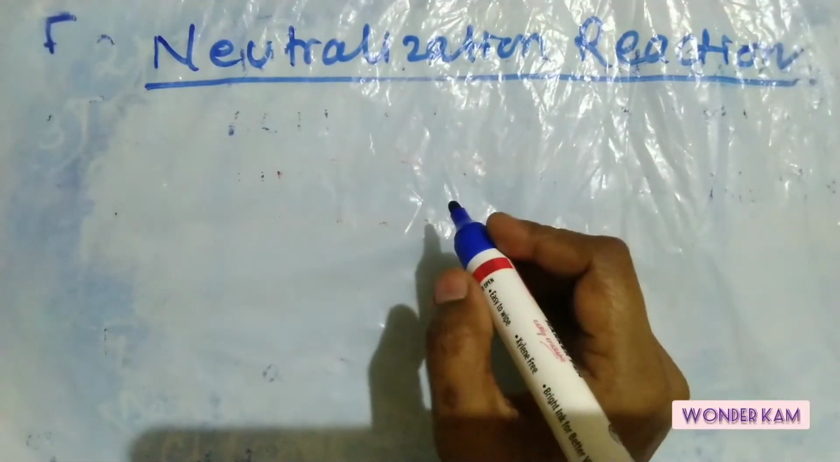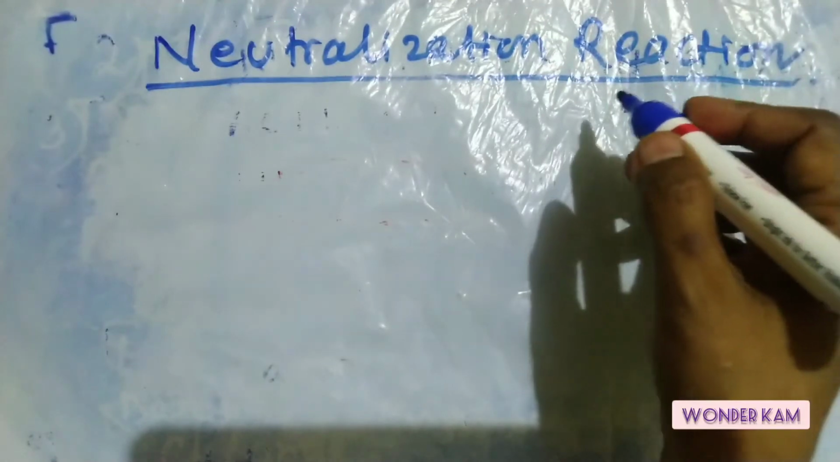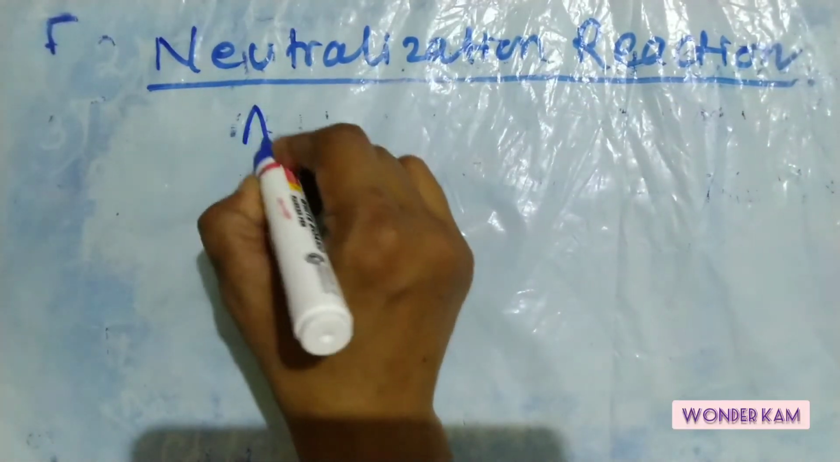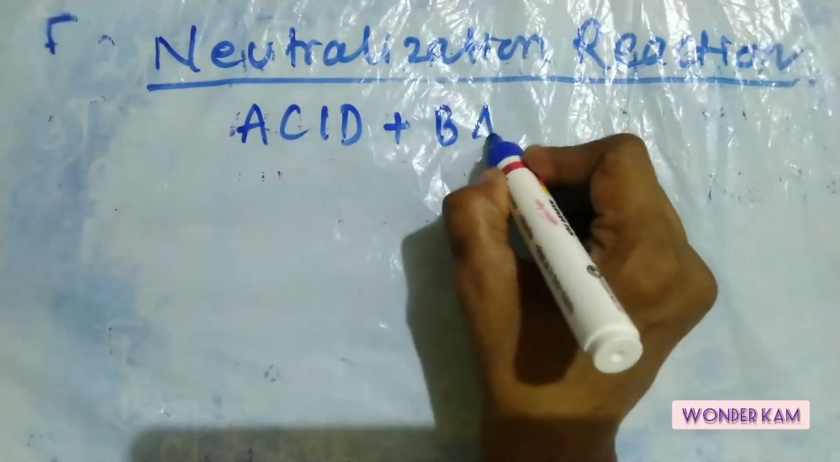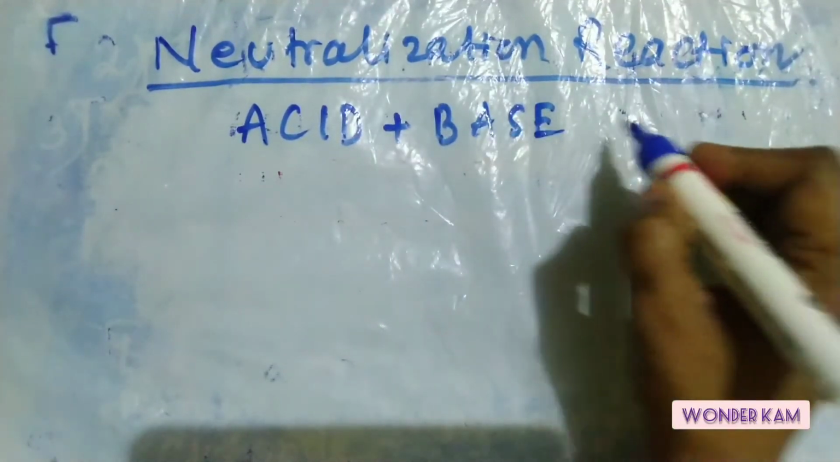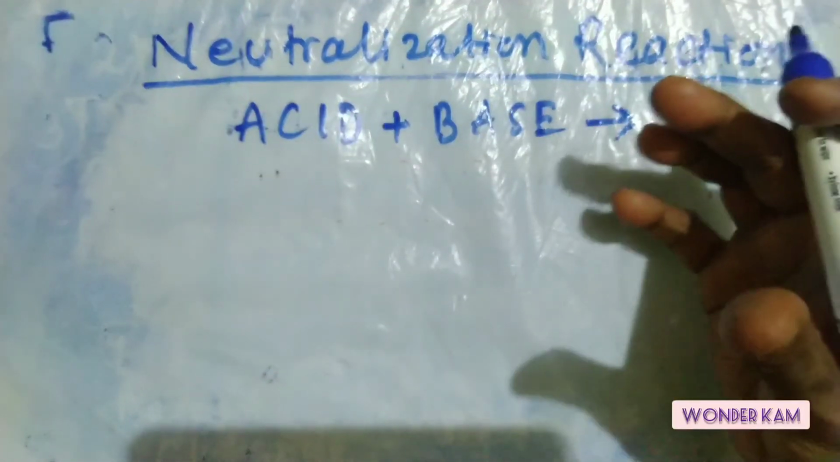The last type of reaction is the neutralization reaction. This type of reaction takes place in the case of acid and base. That means it will neutralize the reaction, so it is neither too acidic nor too basic.